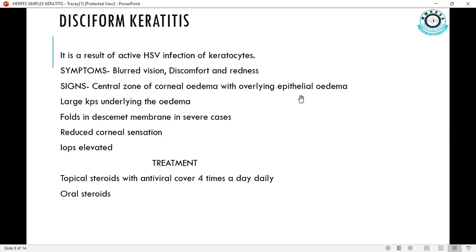As of the description, you've seen that in disciform keratitis the virus is affecting the endothelium of the cornea, and you all know the function of the endothelium. It pumps out fluids from the stroma. So when the endothelium is affected, you find that the cornea starts to be hazy. And that's what happens in disciform keratitis.